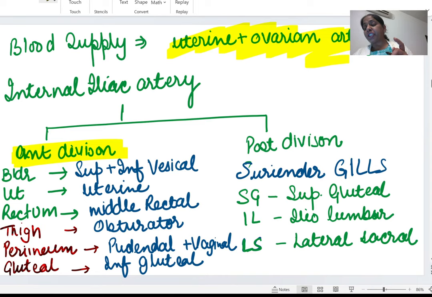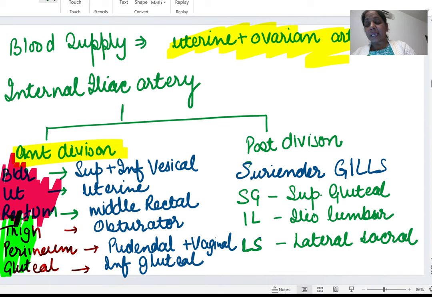How did we remember it last time? What are the other branches? In total there are 8 branches. First comes the bladder. What are the 2 branches to the bladder? Superior and inferior vesical.